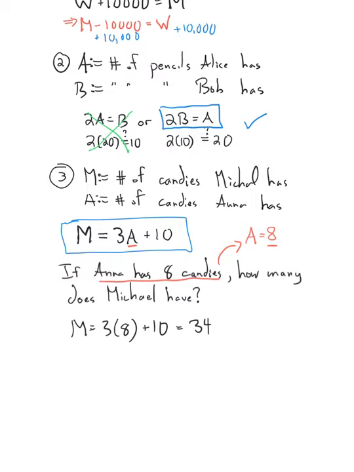And it's always a good idea, if you're asked a problem in English and you translate to math, to give your answer in the language the problem was asked. So the problem was asked in English. Let's translate back to English. So we can say that Michael has 34 candies.